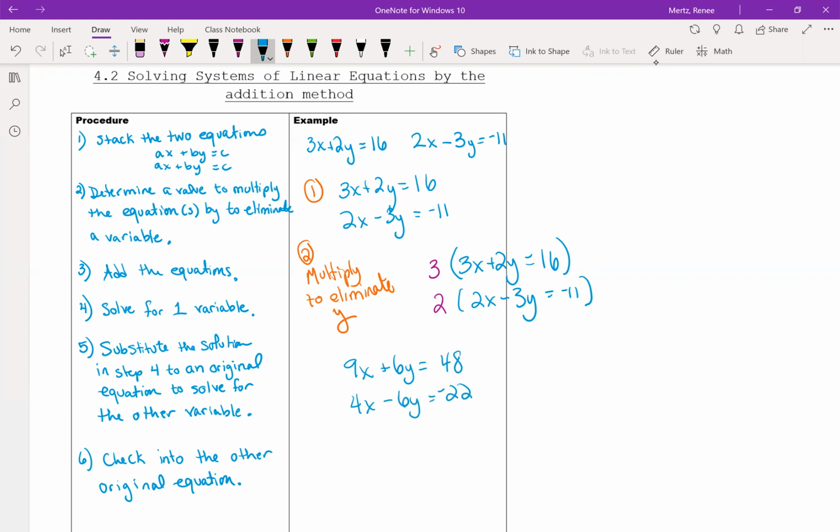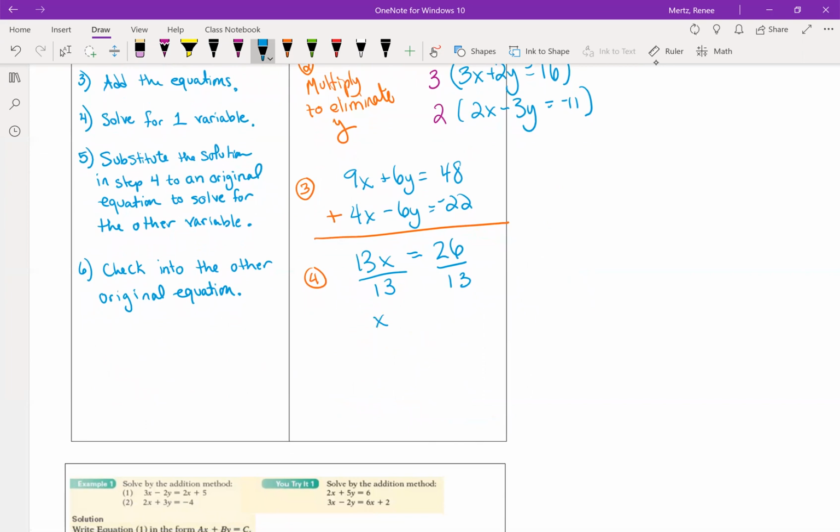I'll know I did this correctly if in step 3, when I add these, they eliminate a variable. So check to make sure you have different signs. So we have 13x, a negative and a positive 6y becomes 0, equals 26. Solving for x for step 4, I get x equals 2.